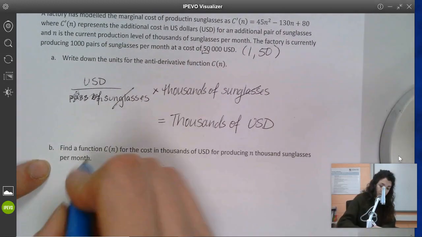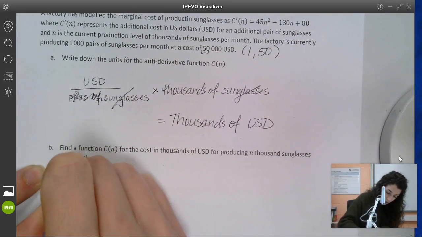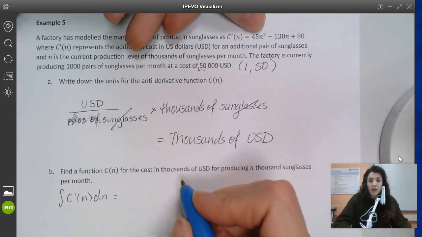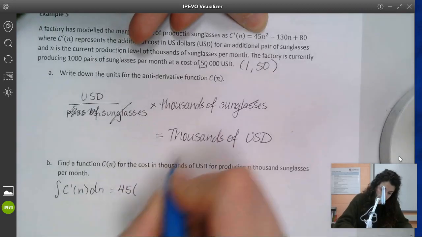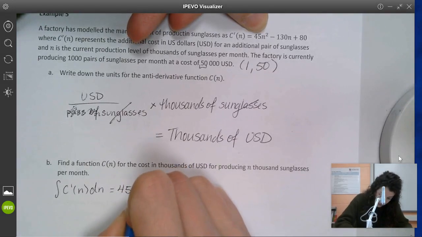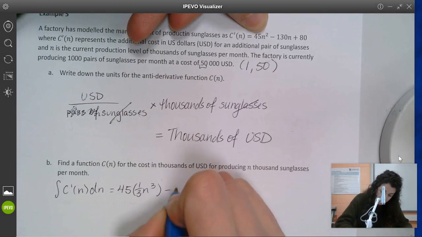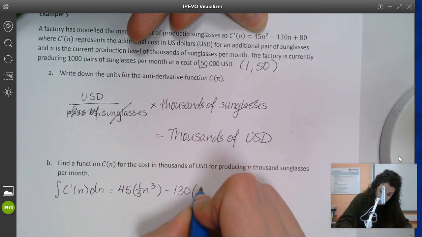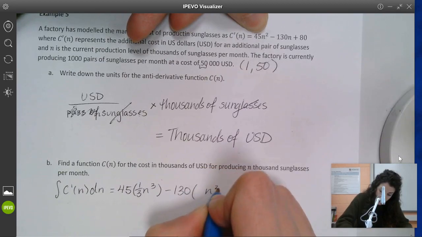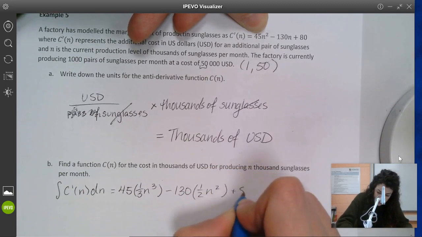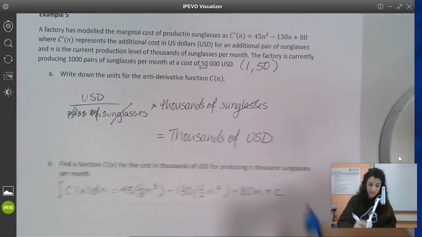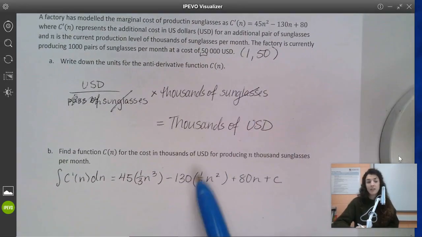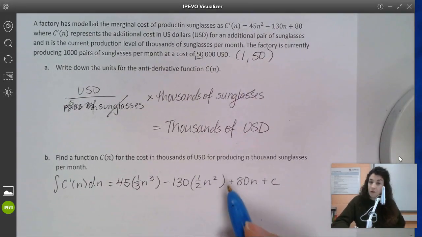So finding that function, we want to find the integral of C prime of n dn. We are going to do 45 times n cubed and then divide by that new exponent, minus 130 times n squared over 2, plus 80n, plus C. I'm going to go ahead and plug in this point that we saw from above and solve for C. I would like for you to solve for C on your own.